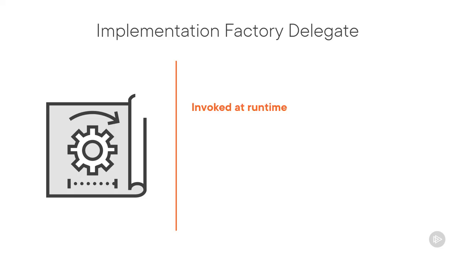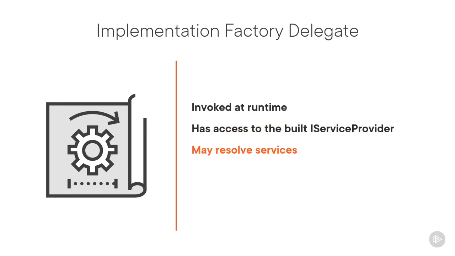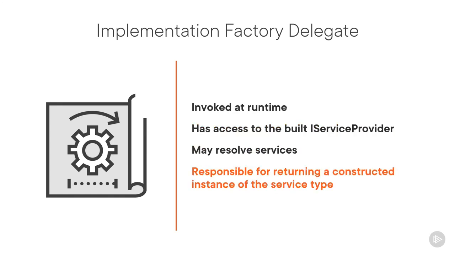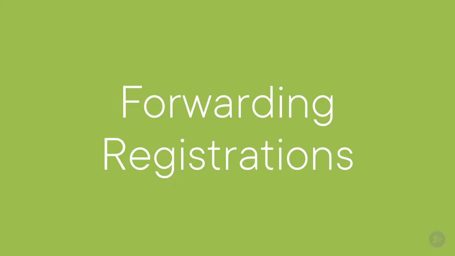When the delegate is invoked at runtime, the service provider will have been built, and therefore inside our delegate we have access to the service provider in order to resolve services. This delegate is responsible for creating an instance of the generic TService service type. The first example we'll look at is forwarding a registration of a service type onto an existing registration.